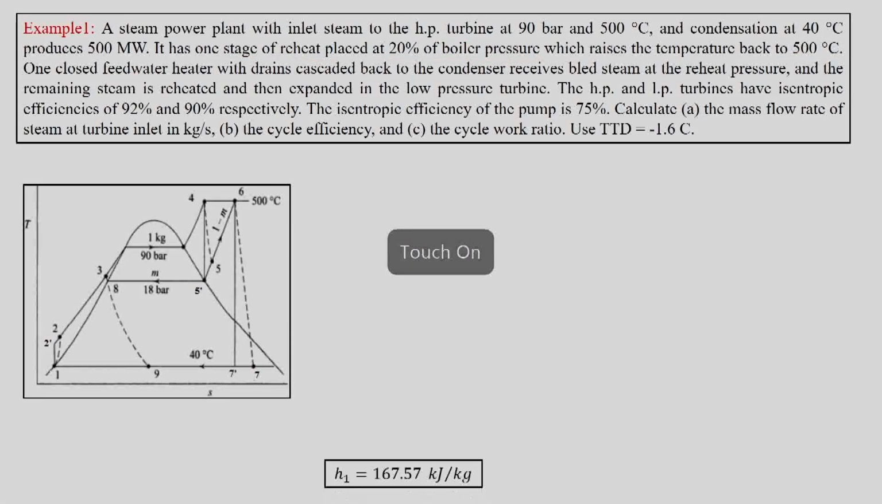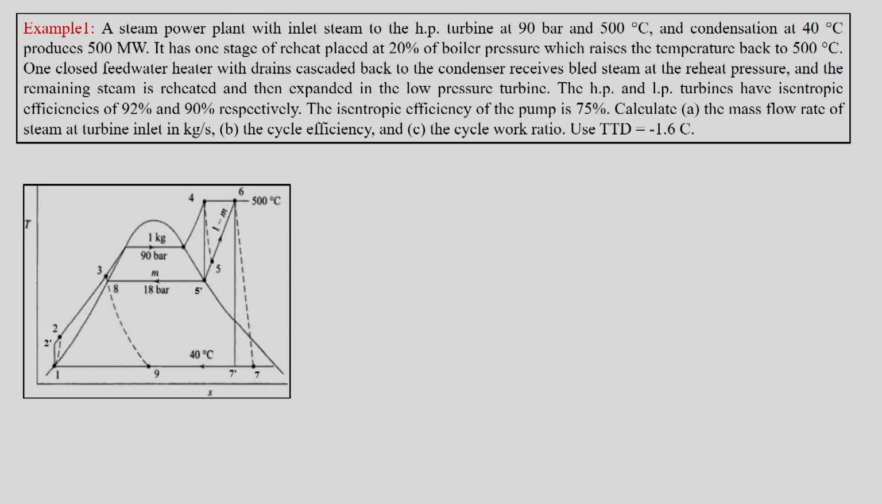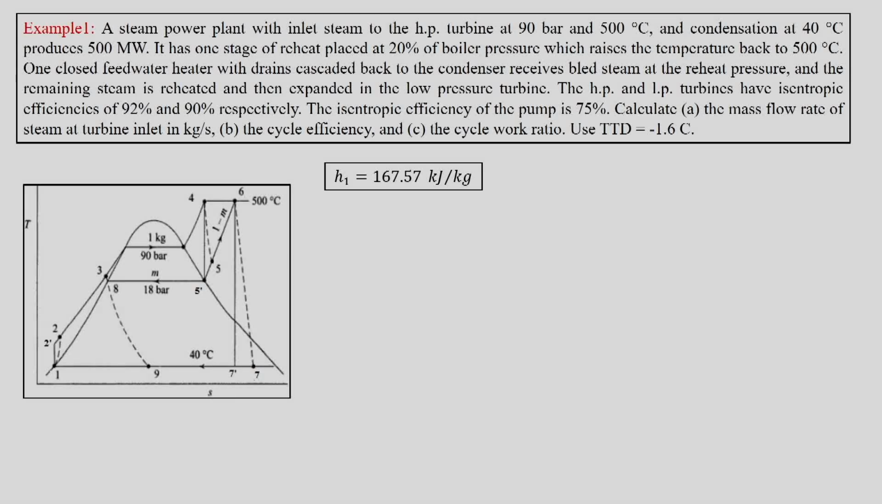So we know P1, which is the 40 degrees Celsius saturation condition. We can go to the steam table, go to the saturation temperature part, find 40 degrees Celsius, and then the corresponding saturated liquid enthalpy is H1, and that is 167.57. This is known to us.